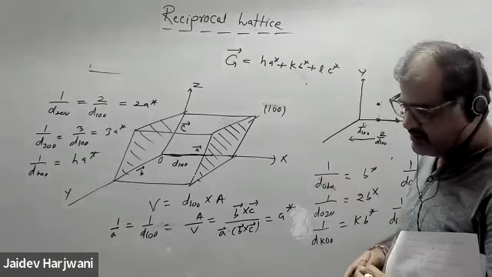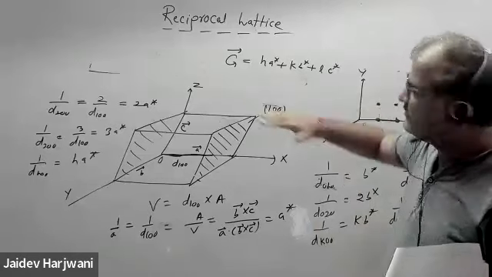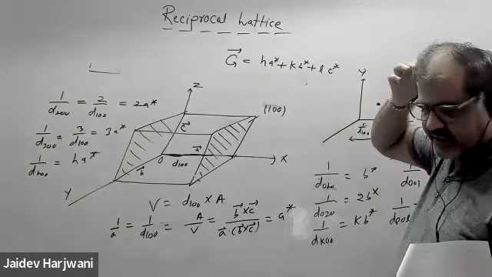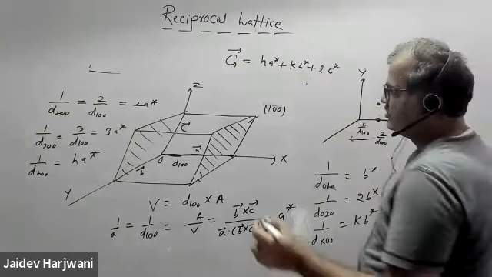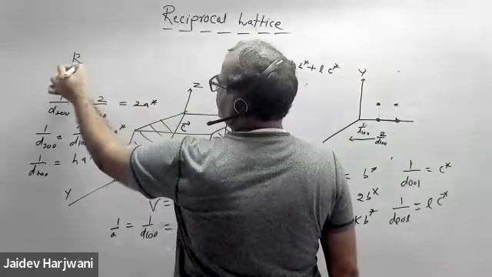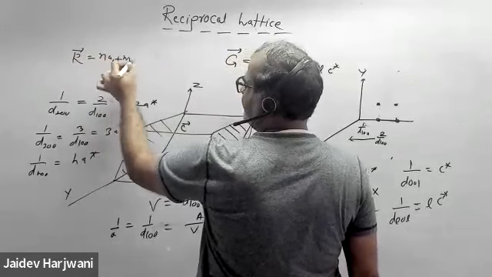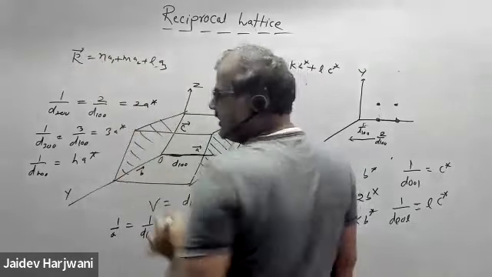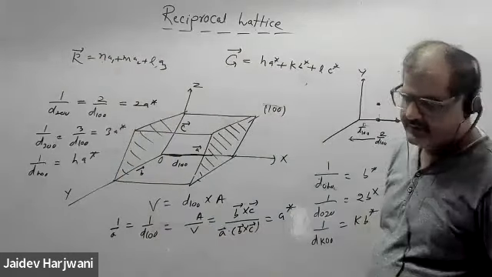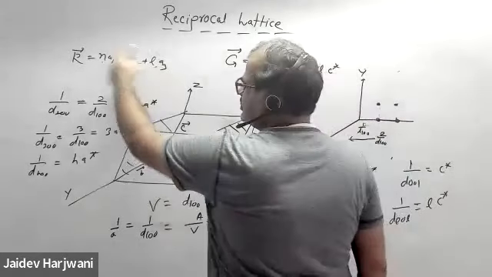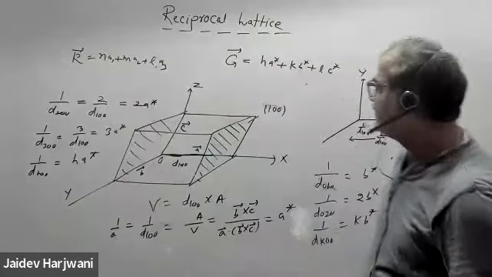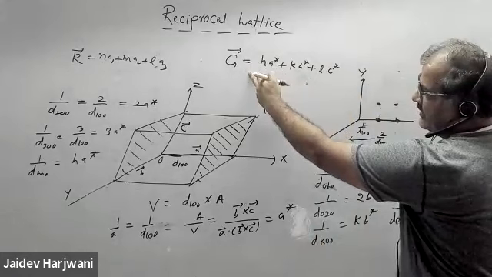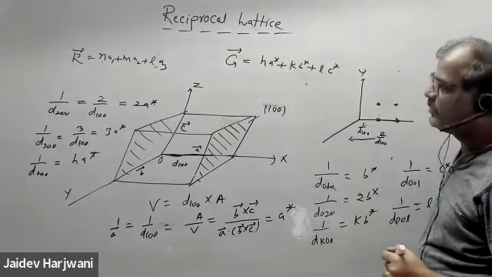So what I'm trying to say in conclusion is that the reciprocal lattice vector we can write in terms of Miller indices. Okay, generally when we write a direct lattice, we have R equal to what? n a1 plus m a2 plus l a3, where n, m, l are integers. Okay, so any lattice point can be reached through this position vector. Similarly, in a reciprocal lattice, any point can be reached via this vector. This is the reciprocal lattice vector.